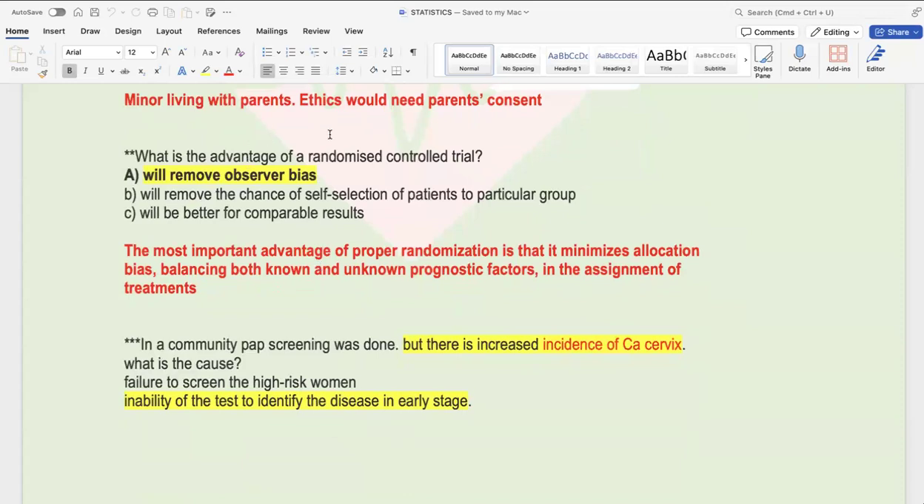What is the advantage of a randomized control trial? We talked about it because it removes the bias, right? So the most important advantage of randomization is that you really don't know who is in the placebo group and who is in the experimental group. So you can't introduce any kind of bias because you don't know.